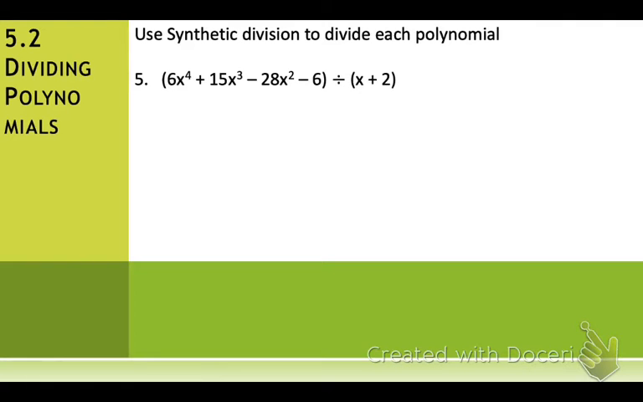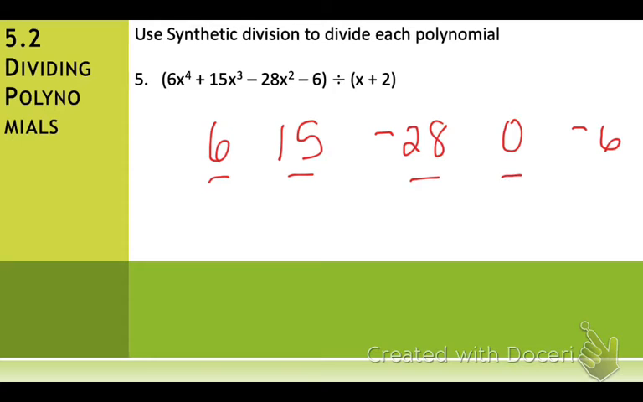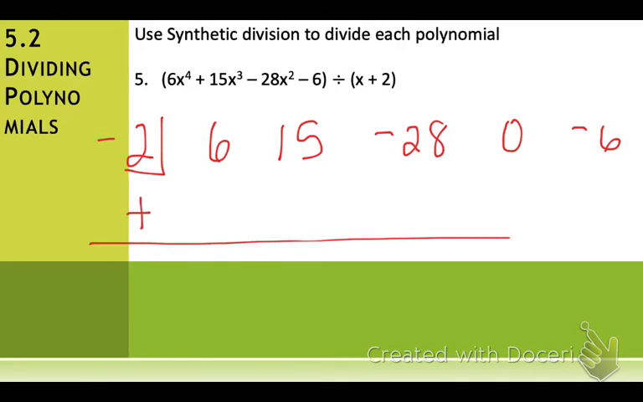Okay, so I do need a placeholder for the x term here. So always look at that first. So bring down the coefficients 6, 15, negative 28, 0, and negative 6. So 4, 3, 2, x is 0, and then negative 6. Okay, got them all. All right, since this is plus 2, I'm going to use negative 2. Since I kind of switched it, I'm going to use plus instead of minus.